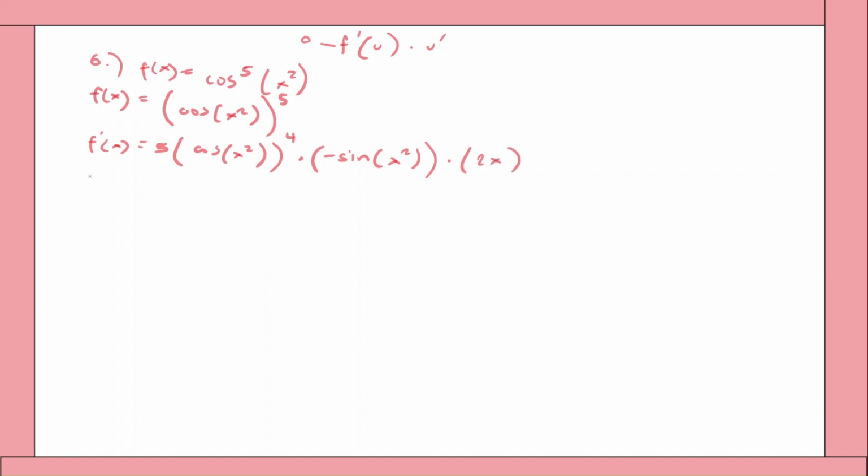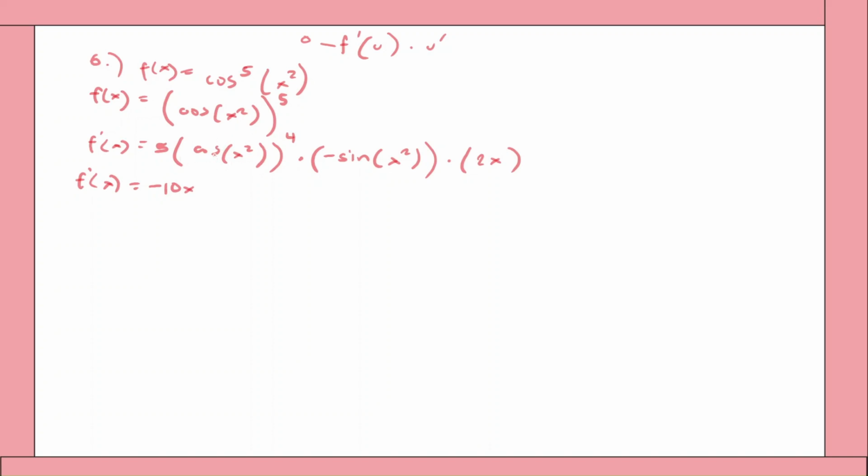We just have to simplify and make it a little prettier. So we have 5 times 2x, that's 10x, but also remember we have a negative here, which means it's going to be a negative 10x. So negative 10x. Now we're going to do this part.